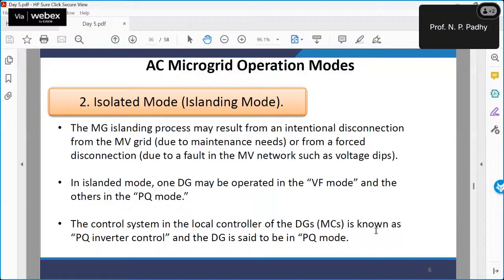So in islanded mode, one distributed generation, one DG may be operated in the VF mode and the others in the PQ mode. The control system in the local controller of the distributed DGs is known as PQ inverter control, and the DG is said to be.